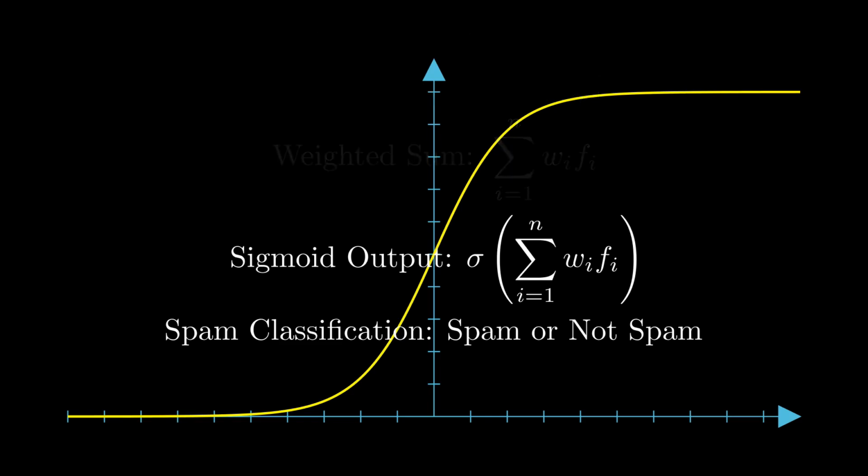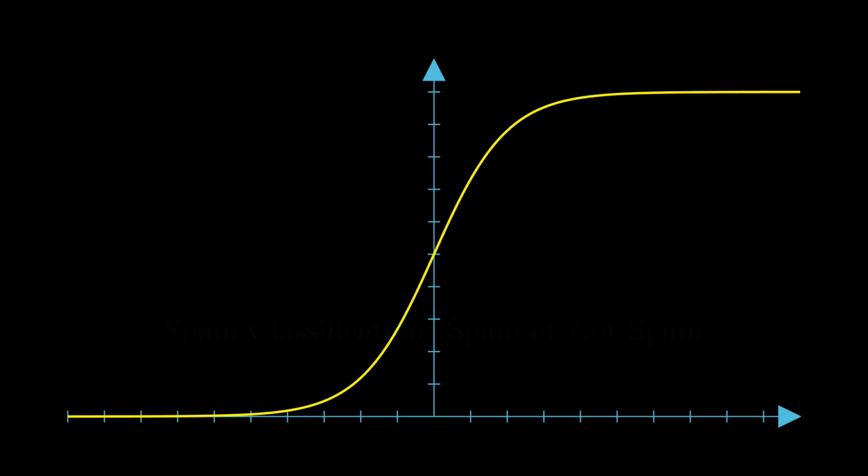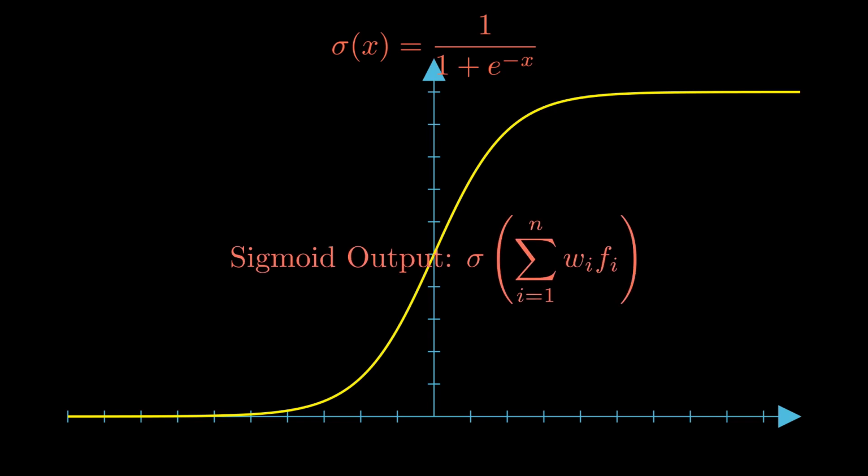If the output is closer to 1, the email is more likely to be spam. If it's closer to 0, it's more likely not spam. Here we are visualizing how a neural network processes an email to determine if it's spam.